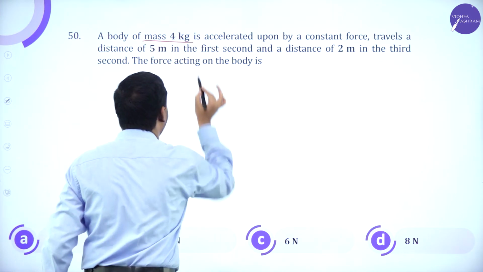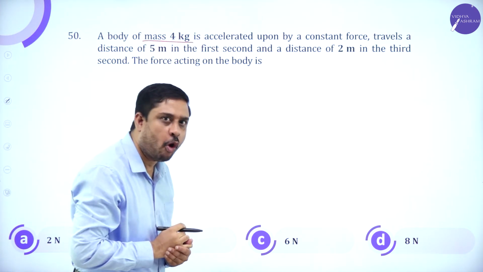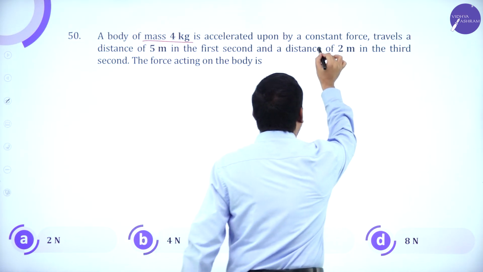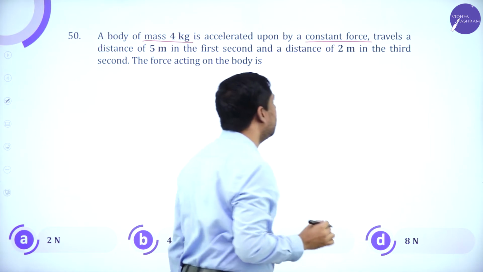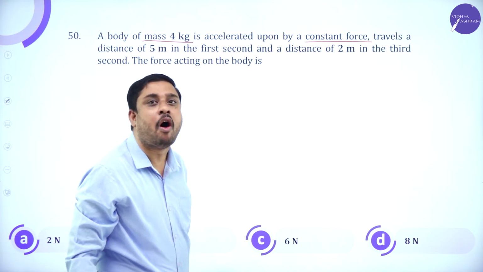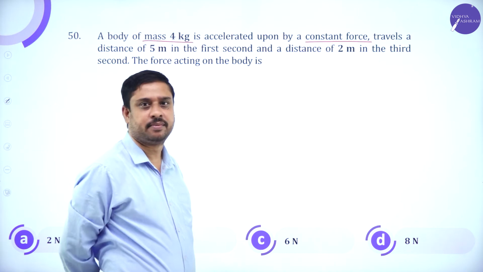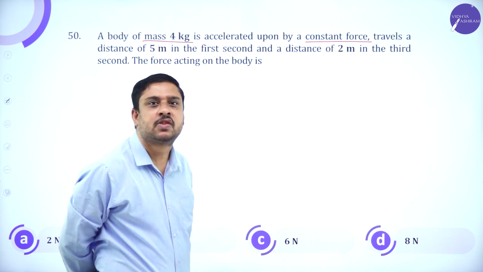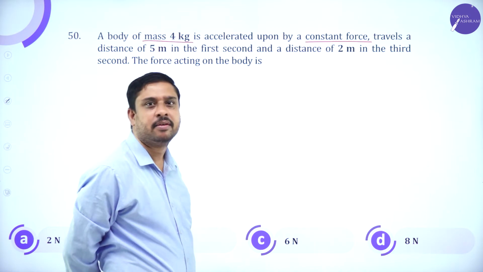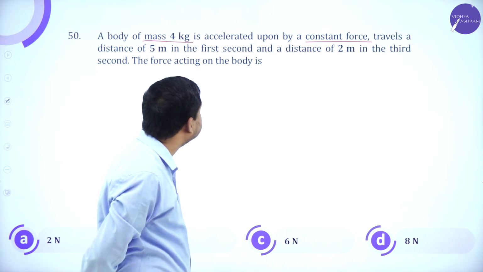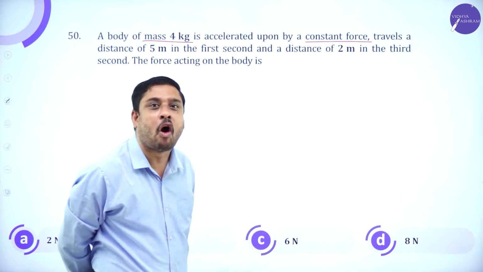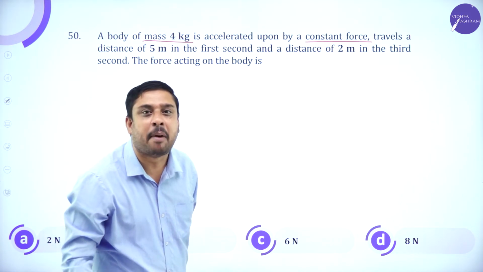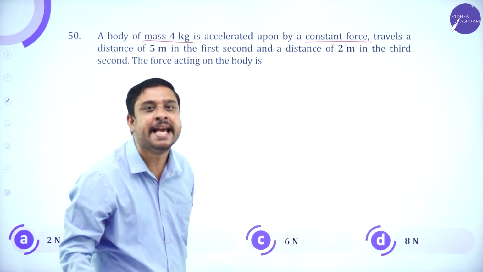A body of mass 4 kg is accelerated by a constant force. There is a body of mass 4 kg which is accelerated by a constant force. Data number 1, the mass of the body is given.